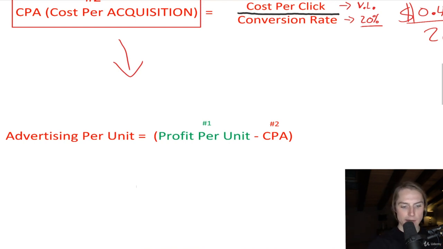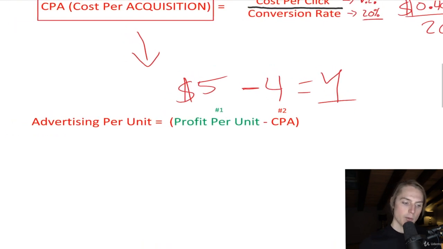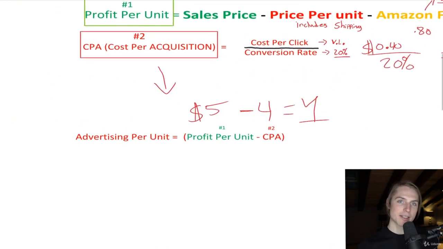So if you're selling and you're making $5 a unit, but it costs you $4 a unit or something, well, then you made $1. So you don't actually need any money for advertising. So this is the way that the math works. So we will now move on into the rest of the calculation.